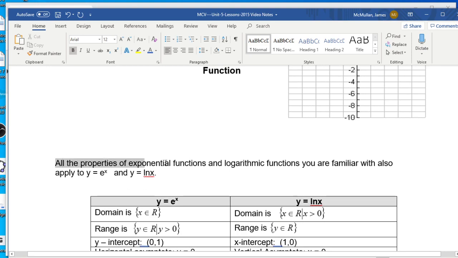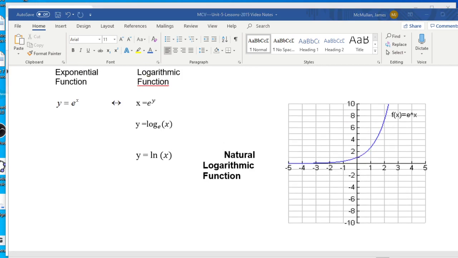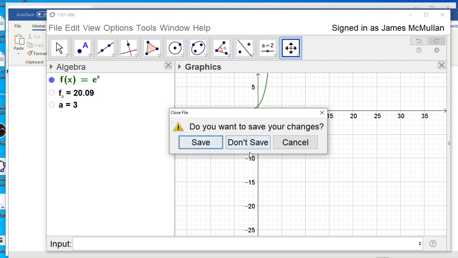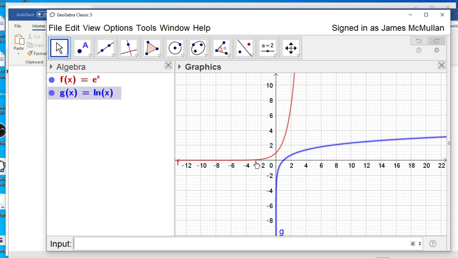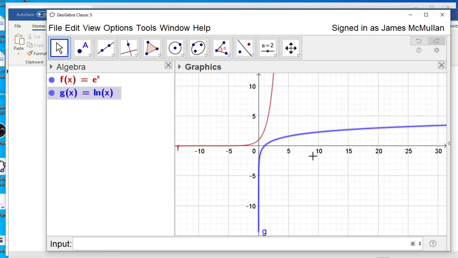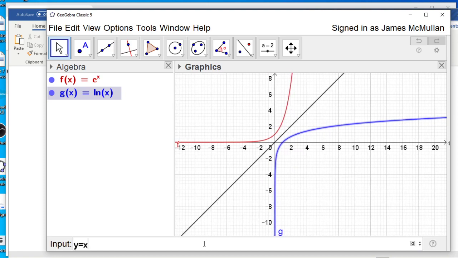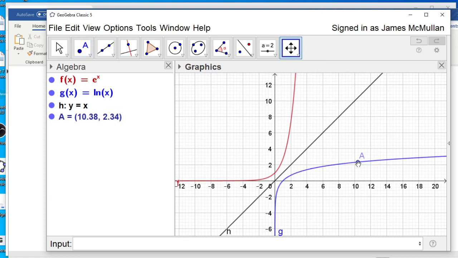Okay, so all the normal properties of exponentials and logs also apply to these two. So let's just quickly draw what this looks like. Let's draw the function f of x equals e to the power of x, and then let's draw the inverse g of x equals ln x, right? And you can see they have a special type of symmetry. They're reflected across the line y equals x. So for example, if I plot a point on the logarithm function, the exact same point will exist straight across the line over here, right?